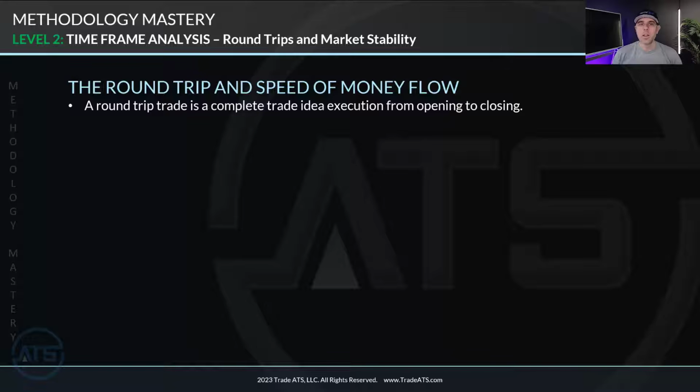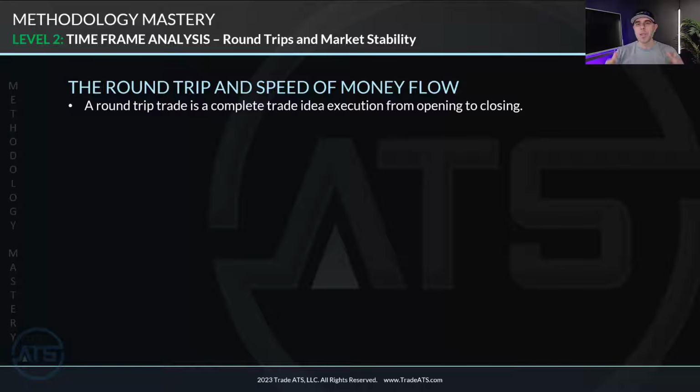What is that? Well, the speed of money flow is how fast transactions are happening between buyers and sellers. We also call this the speed of the round trip trade. What's a round trip trade? A round trip trade is a complete trade idea execution from opening the trade to closing the trade. That's what we call a round trip.